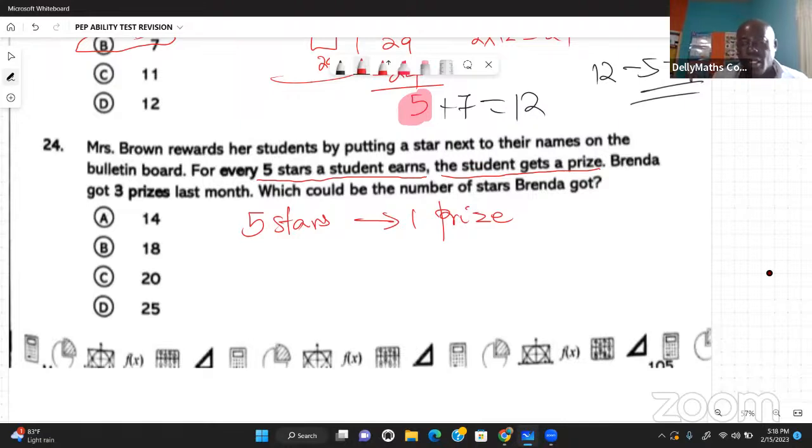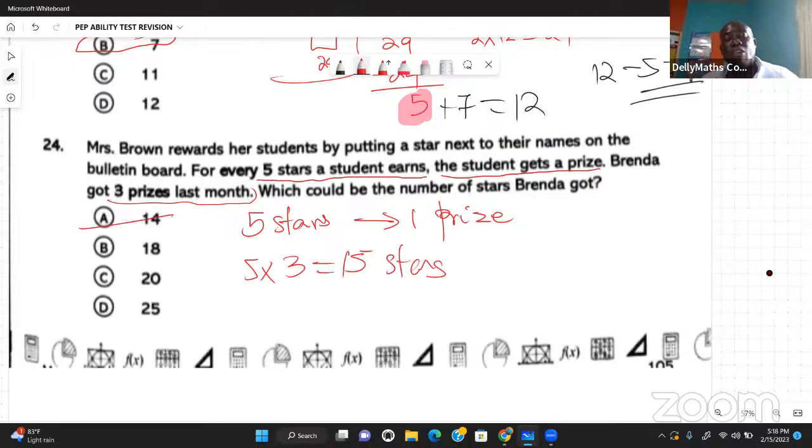Now, Brenda got 3 prizes last month, and the answer choices represent Brenda's number of stars. If Brenda got 3 prizes, you already know that 3 times 5 means she collected a minimum of 15 stars, so 14 cannot be it. We know a minimum of 15, but we're going by multiples of 5, so a multiple of 5 should not be the answer here because she only got 3 prizes.